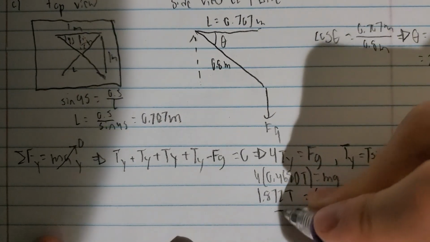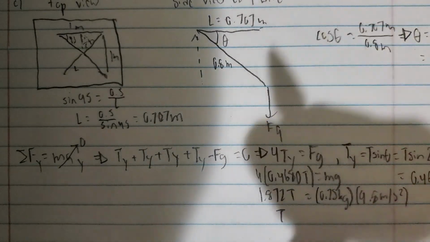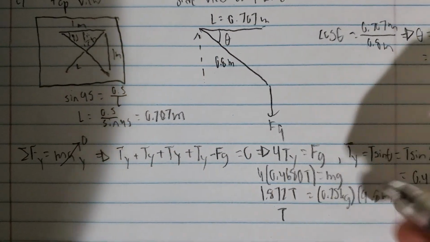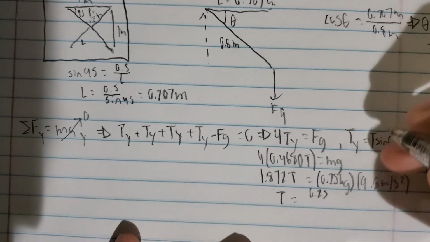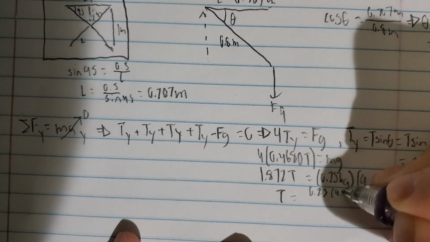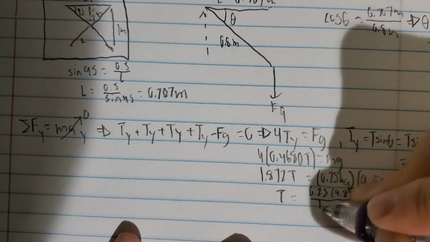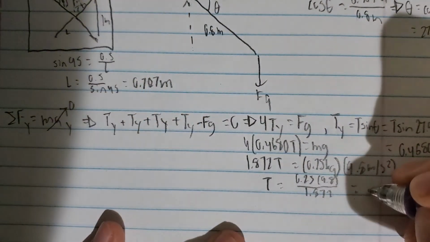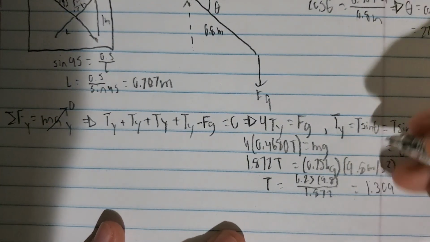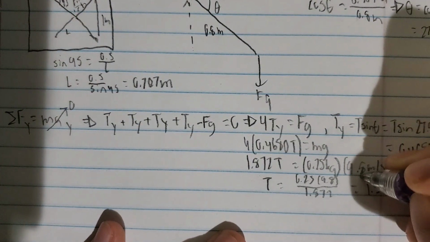Isolating for t, we just have to divide this over. So t is equal to 0.25 times 9.8 divided by 1.872, and that gets us 1.309 newtons. So that is the tension of each wire.